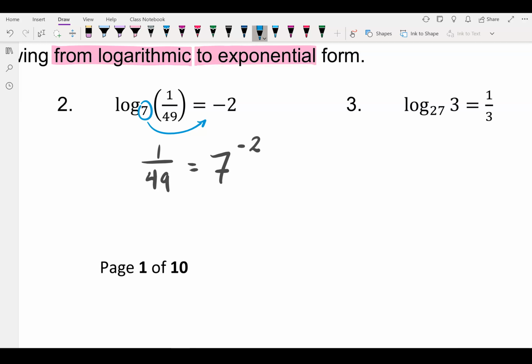Final question. 27 is our base. Bring it over here as the power of an exponent. Remember, you can kind of think of these logs as disappearing now. 3 equals 27 as a base to the power of 1/3, which of course is correct. The cube root of 27 is 3.